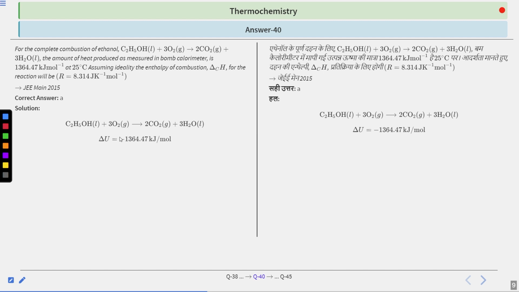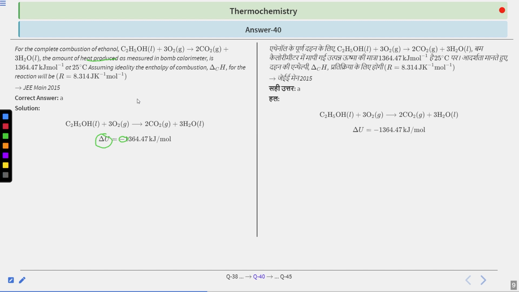Therefore, the heat produced can be written as QV, and we know that at constant volume the heat produced is equal to the internal energy change. Therefore, I have written the same value as your delta U. Now there is a negative sign against it. This is given because the heat is being produced, so it is being released by the system. Therefore, it is lost by the system, and we represent it by a negative sign.